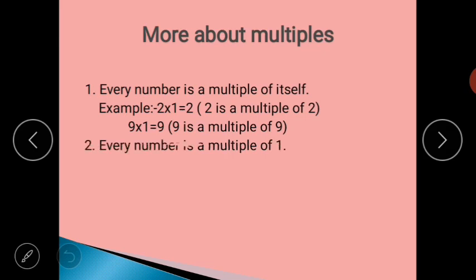Our next observation about multiples is that every number is a multiple of 1. For example, 1 multiplied by 1 is equal to 1, so 1 is a multiple of 1. 1 multiplied by 2 is equal to 2, so 2 is a multiple of 1. 1 multiplied by 6 is equal to 6, so 6 is also a multiple of 1. In this way we can say that every number is a multiple of 1.